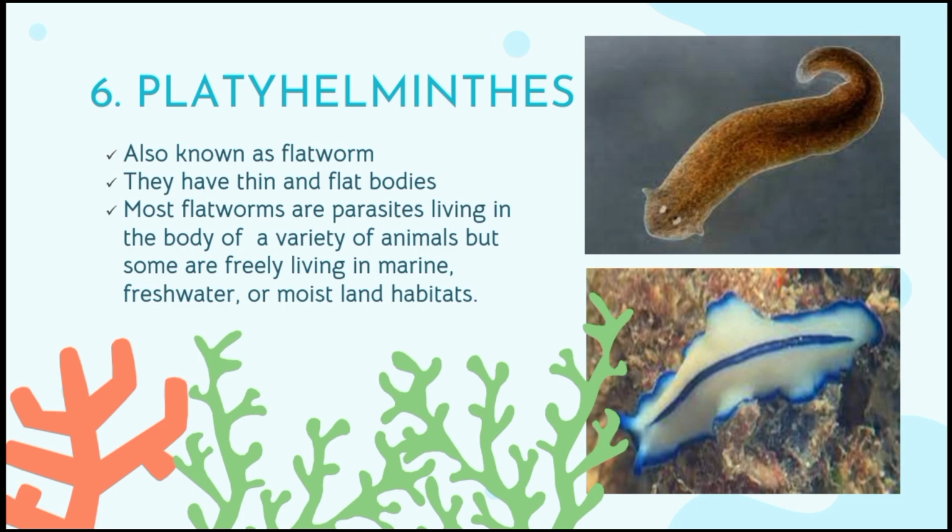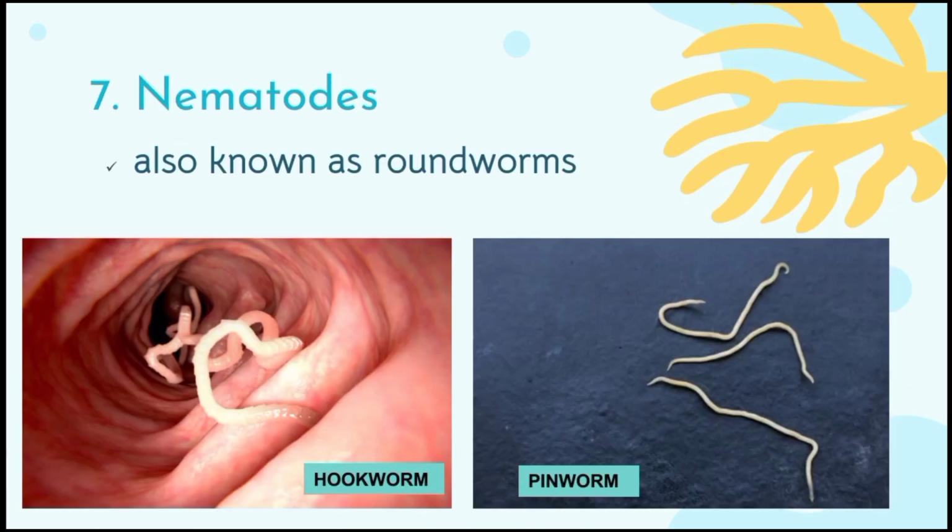Number six, we have the platyhelminthes. It is also known as flatworm. They have thin and flat bodies. Most flatworms are parasites living in the body of a variety of animals, but some are freely living in marine, freshwater, or moist plant habitats. Next, we have nematodes, also known as roundworms. It can be seen in the human body.